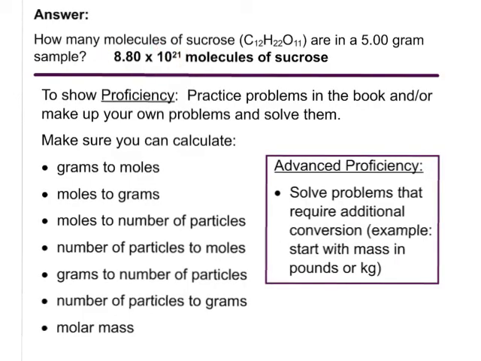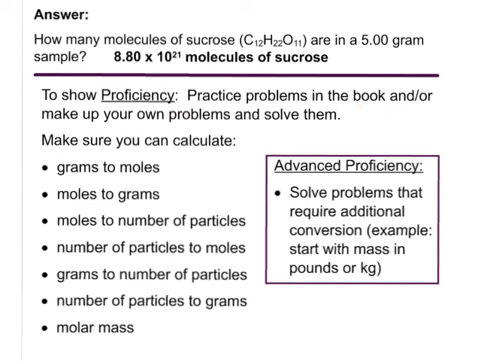So here's the correct answer. 8.80 times 10 to the 21st molecules of sucrose. Realize, just as we went backwards on our diagram, we can also go backwards if given the number of molecules of a compound. You should be able to determine how many grams that would be. It's a 2-step process.